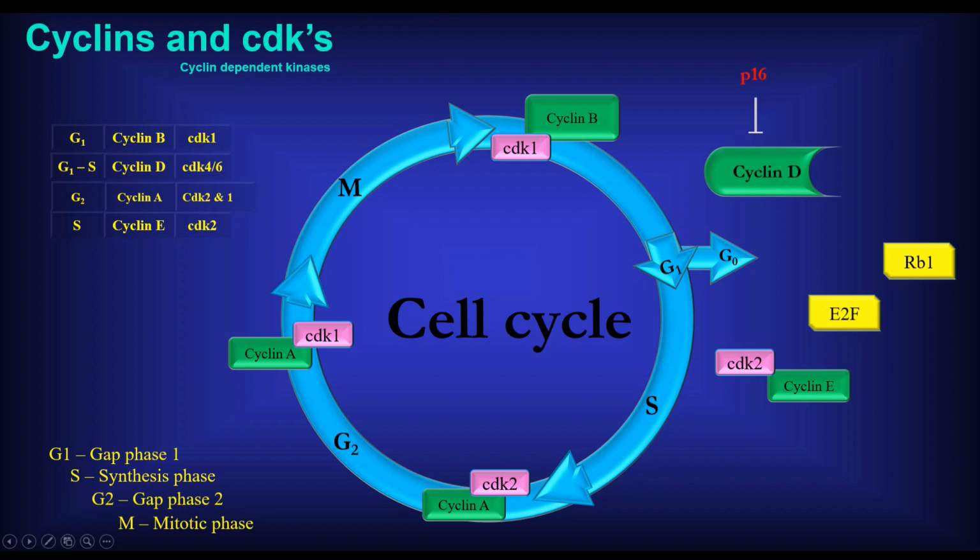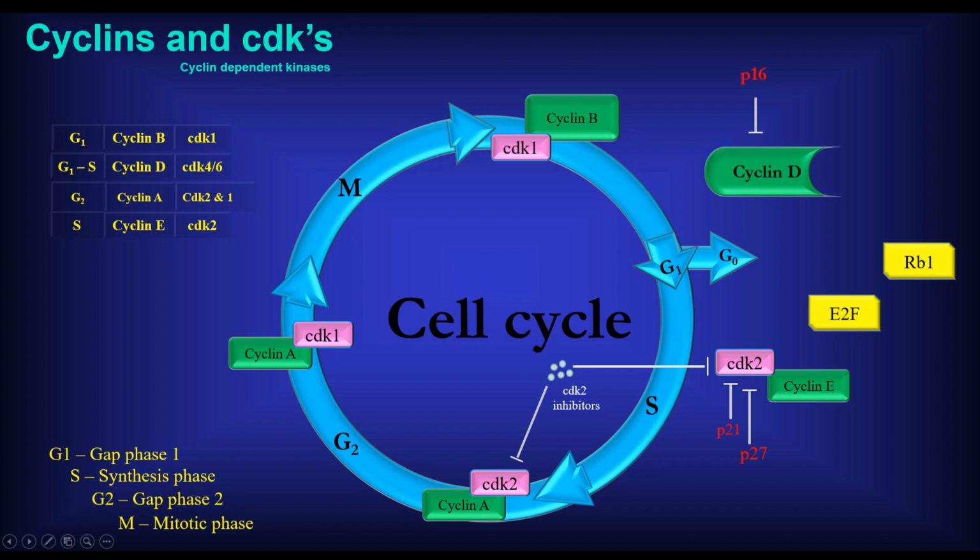Having said all this, all these proteins cannot appear at the same time. Only the cyclins and the cyclin dependent kinases which are responsible for a particular phase of the cell cycle should be present. That means there should be a mechanism to stop the cyclins and cyclin dependent kinases which are not needed during that particular phase of the cell cycle. So we have what are called inhibitors. The first inhibitor I have already shown to you, which is P16, which can block cyclin D once their job is done.